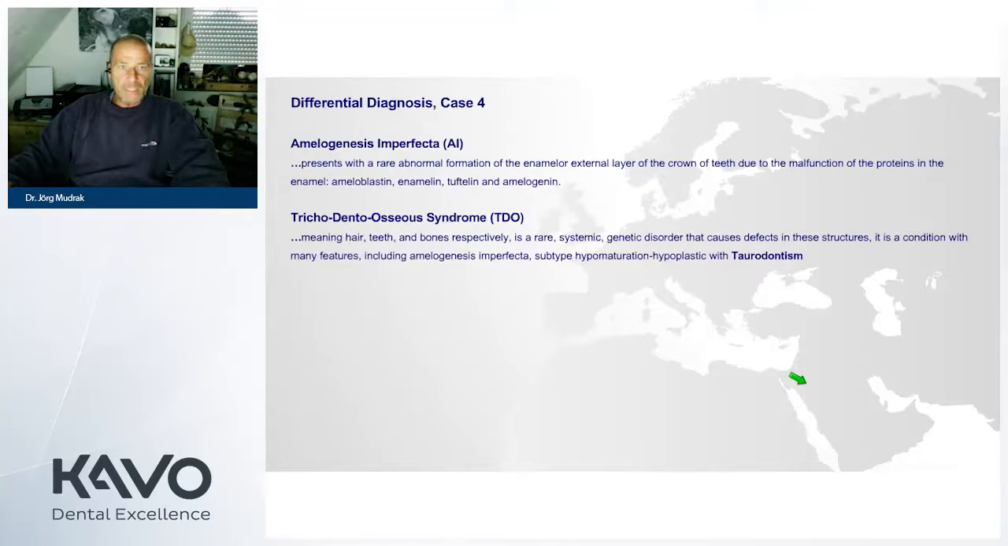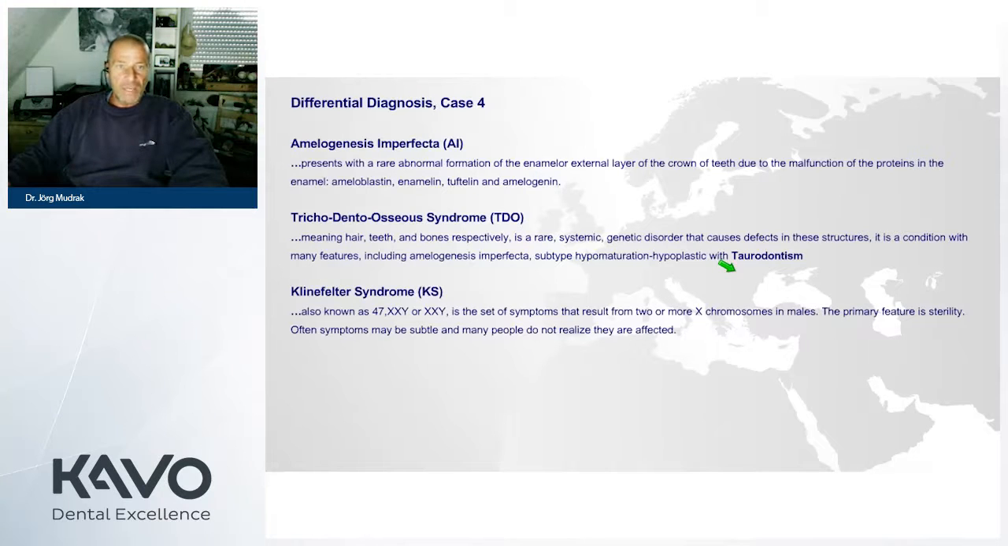Then we have the trichodento-osseous syndrome, where you have also this kind of multiple abnormalities, meaning hair, teeth, and bones. It's rare and systemic. It's a genetic disorder. And it is somehow related with taurodontism. Then we have the Klinefelter syndrome, which is the triple or double X syndrome. It's a set of symptoms that result from 2 or more X chromosomes in males. This can also be associated to taurodontism.